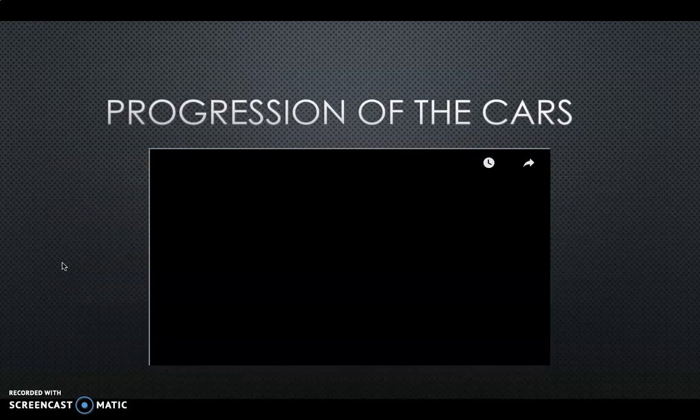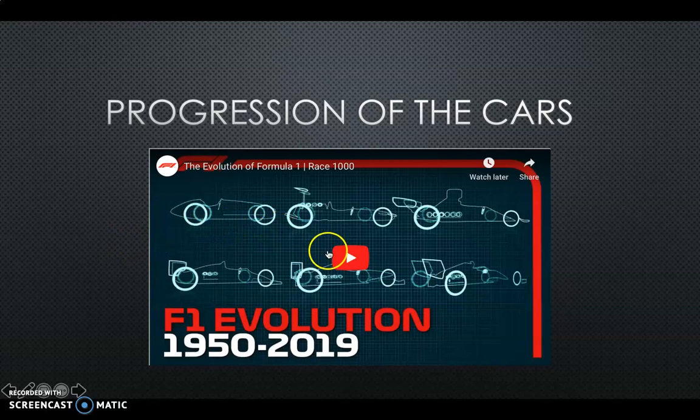Before we get further into things, I'm going to show you the progression of cars from 1950 to now.